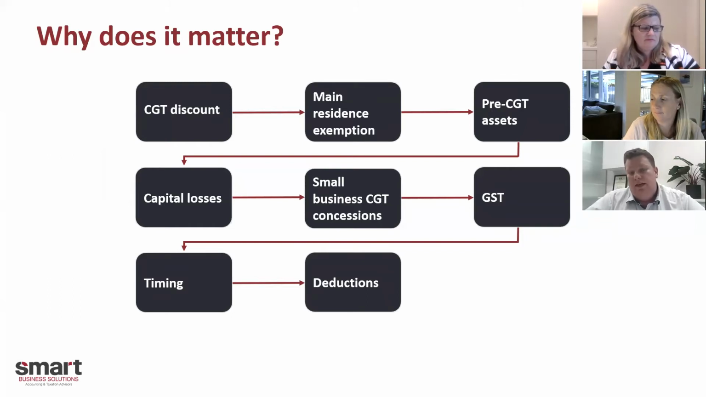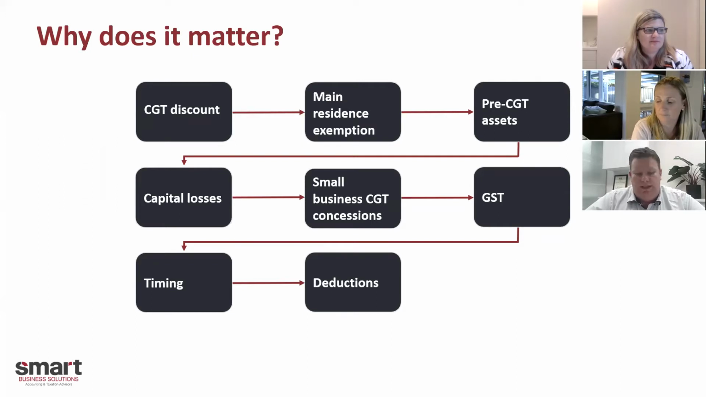CGT discount. If you're on revenue account, you're not going to get any CGT discount. So CGT discount, the most obvious one is if you hold it for 12 months, you get a 50% discount on any gain you make. That doesn't happen on revenue account. Main residence exemption doesn't happen on revenue account.